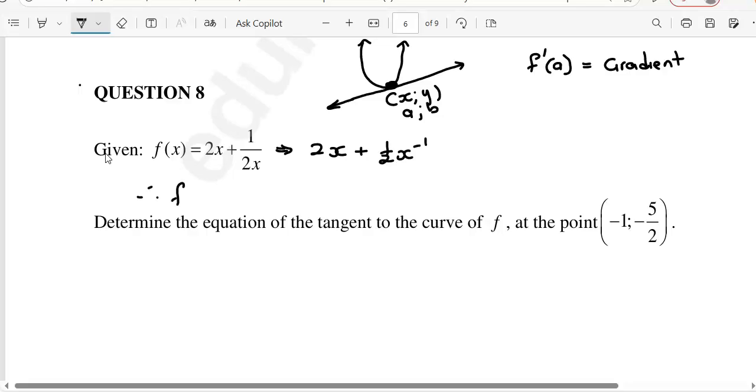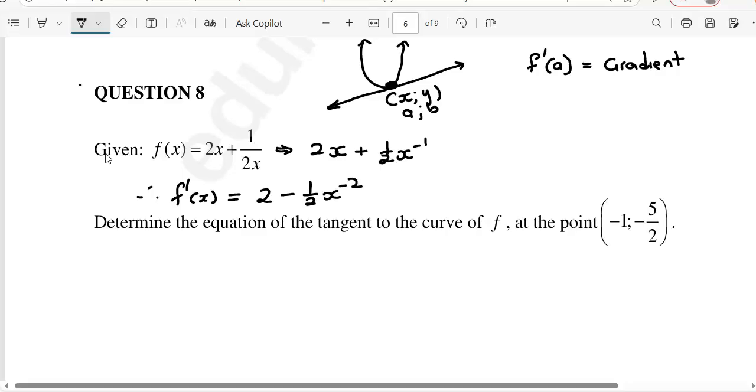Therefore, if it is in that form, f prime of x will be what? F prime of x, the derivative of 2x is 2. Remember, this is just revision, you already know how to find the derivative. Now the derivative of 1 over 2 x to the power minus 1 will be negative 1 over 2 x to the power negative 2.